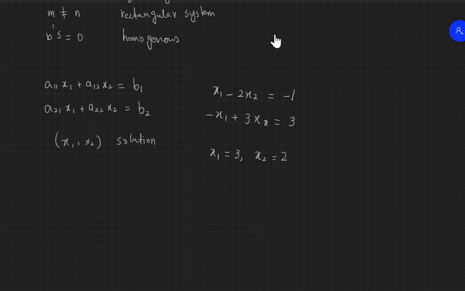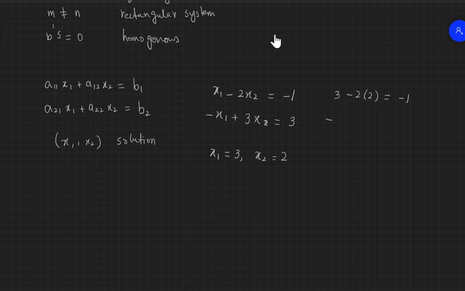As we can see here, x1 is equal to 3, so that will be 3 minus 2 times x2, which is 2. So when we solve this, that would be 3 minus 4, which is equal to minus 1, which is basically the right hand side. So left hand side is equal to right hand side. x1 is equal to 3 and x2 is equal to 2 satisfies the first equation. Let's see if it satisfies the second equation or not.